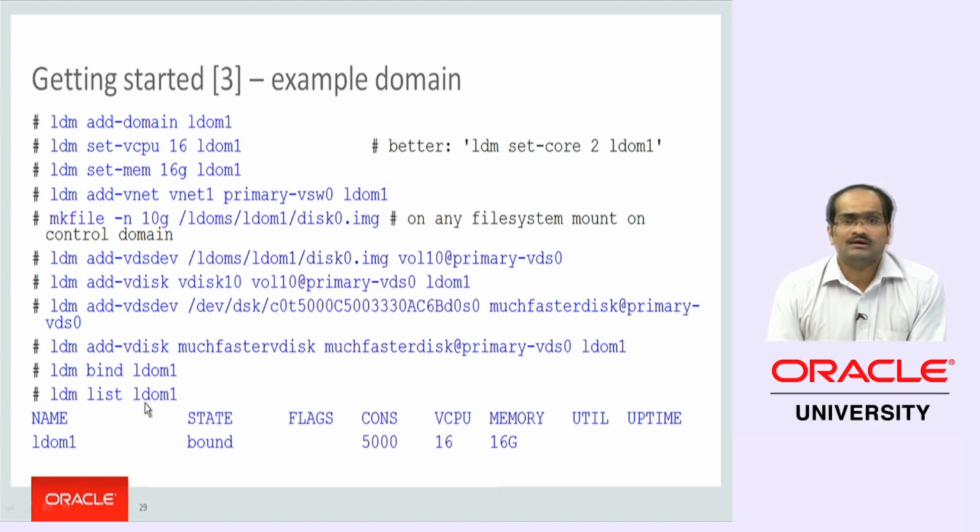Now the domain will be in the unbound state. Our next step should be to bind this domain, which is through ldm bind. After this, the domain will be bound, all the CPU and memory topology will be effective, and it will be dedicated to the guest domain. If you look at ldm list ldom1, it will tell you all the configuration: what port has been assigned for the console, and how many vCPUs and how much memory is given to the guest domain.